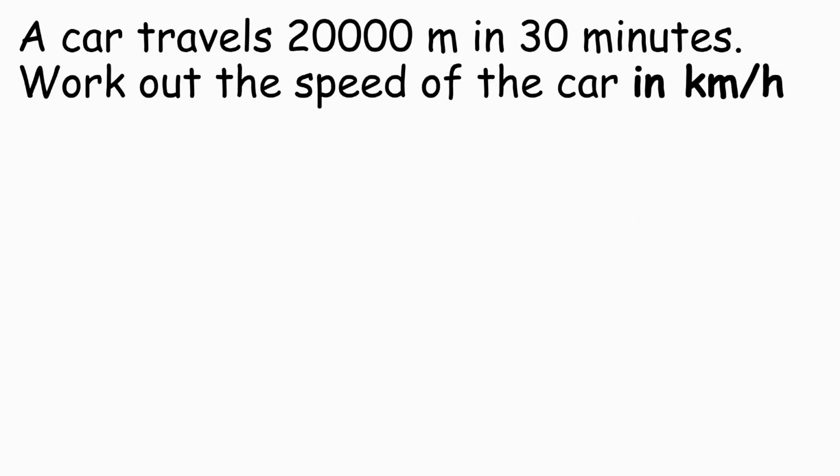Let's have a look at this question. A car travels 20,000 meters in 30 minutes. Work out the speed of the car in kilometers per hour. We need to be careful with the units. We want the units of speed to be kilometers per hour. So we need to make sure the distance is in kilometers.